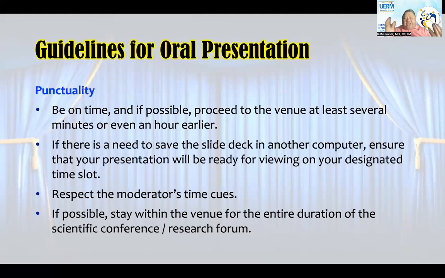But in general, if you are presenting, the rule of thumb is stay for the entire duration of the conference. Even if you're just presenting for an hour or two, if the conference is a 3-day conference, it's ideal that you stay for the 3-day conference and not just for the time slot of your presentation. And during that, you stay near the venue where you are to present.